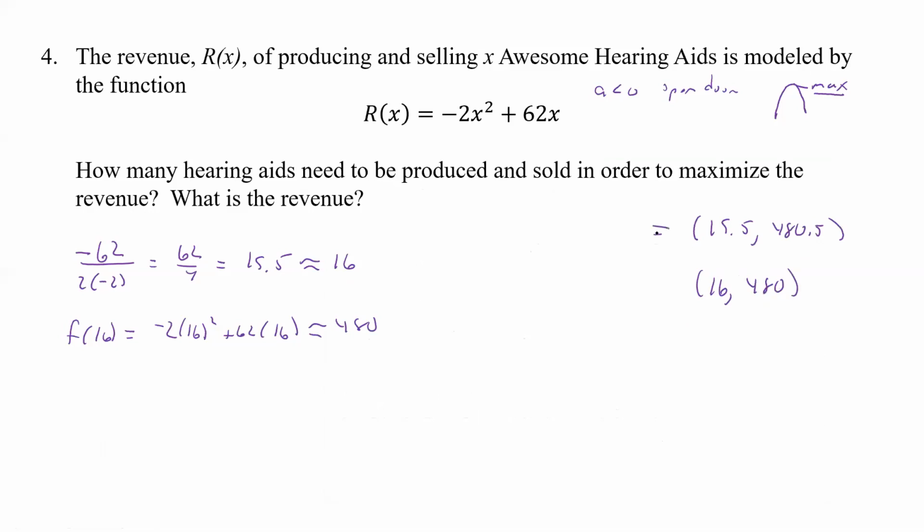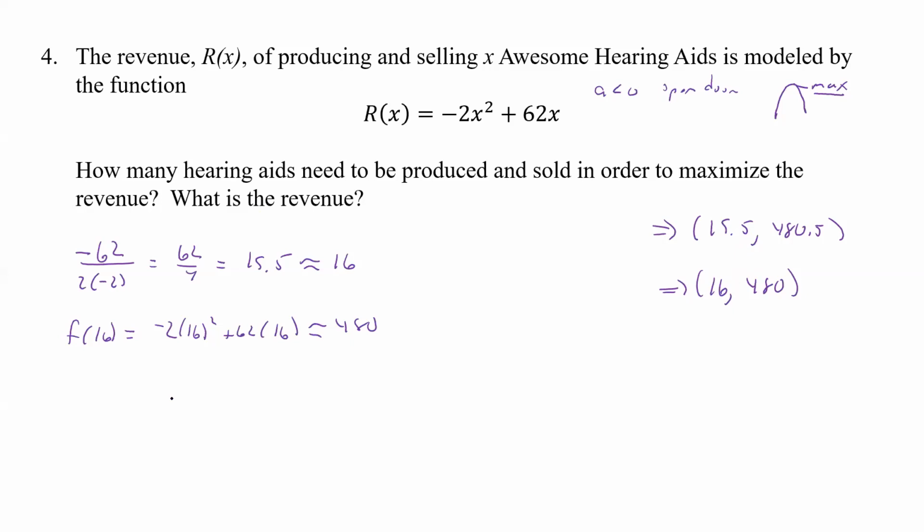Okay, so this is the actual vertex. This is kind of the one we're assuming, just based on producing a whole set of hearing aids, not half a hearing aid. Or what if this had been coolers? We can't produce half a cooler, so we'd have to round up on that one. And so sometimes we don't use the optimal maximum. We kind of use the next best thing.